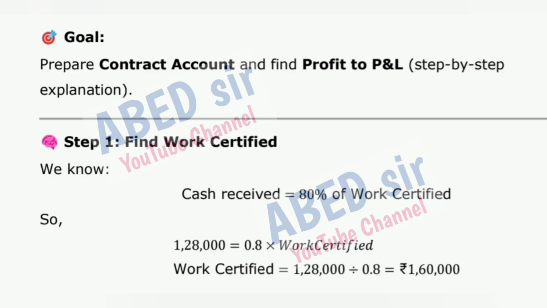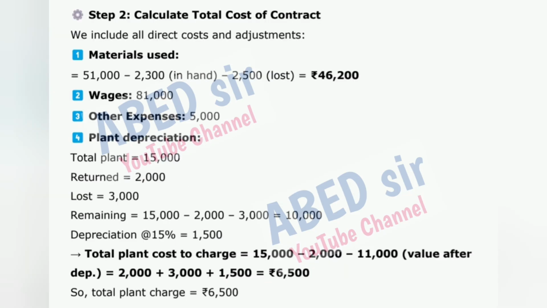Step 1. Find work certified. We know cash received is equal to 80% of work certified. So, 1,28,000 is equal to 0.8 times work certified. Work certified is equal to 1,28,000 divided by 0.8 is equal to 1,60,000. Step 2. Calculate total cost of contract. We include all direct costs and adjustments.